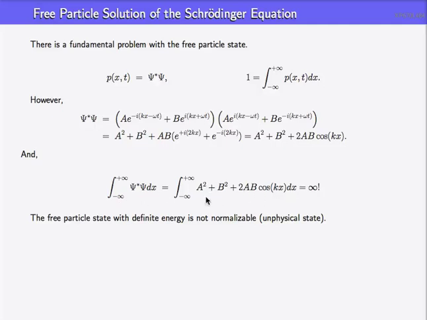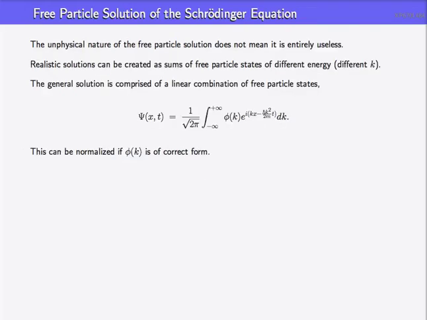However, notice this integral. A squared is just a constant. It's a normalization constant. It could be complex, but it would be A star A, so it's just a constant. So the integral of dx from minus infinity to infinity is infinity. What it means is that this free particle solution is not normalizable, and it's an unphysical state. We cannot have a particle, at least within quantum mechanics, that's absolutely free and has a definite energy. It's just not allowed. So that tells us this is a problem.